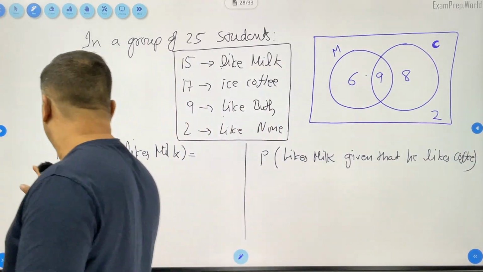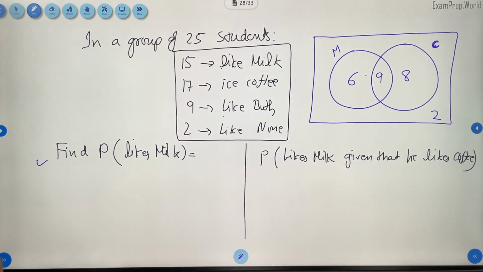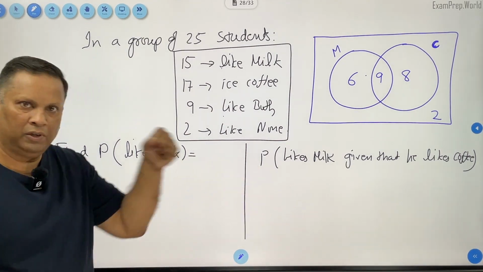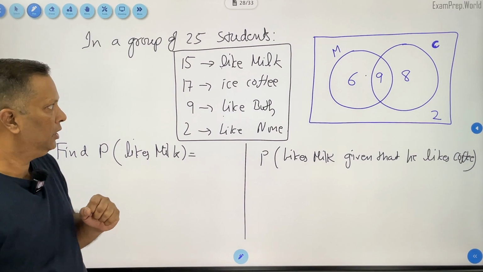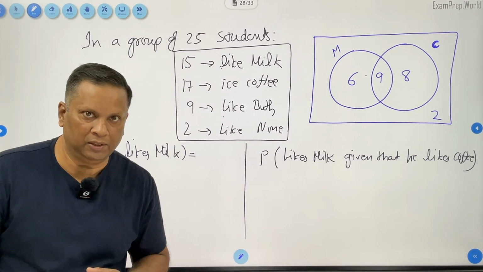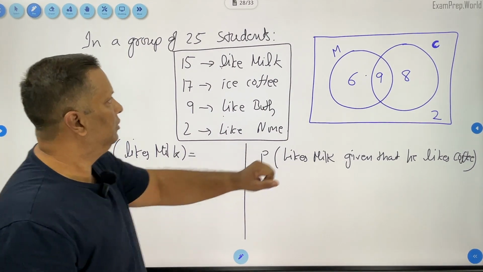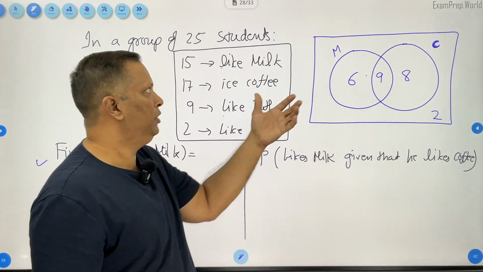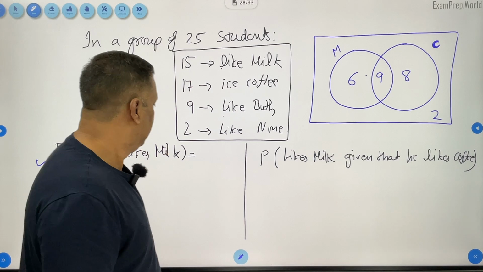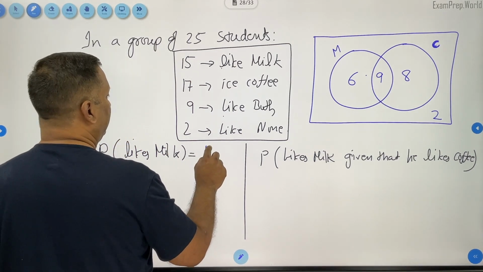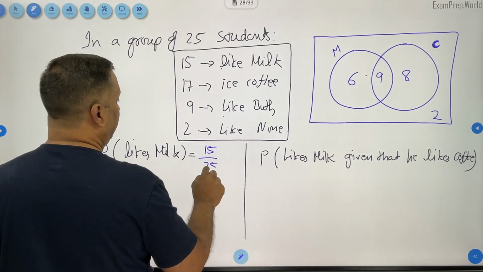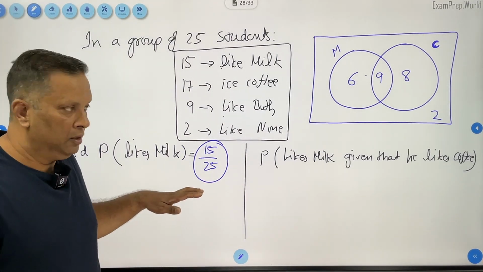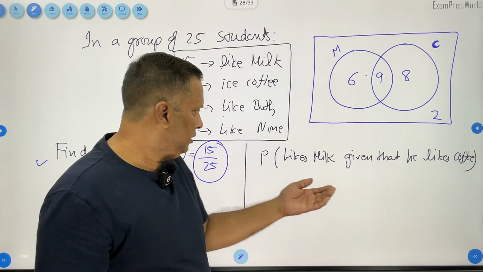The first question is very, very easy. What is the probability that the student likes milk? You pick one of the students from those 25 and ask what they like. What is the probability that he says he likes milk? How many people like milk? 9 plus 6, which is 15. And how many students are there? Total 25. So the probability will be very simple: 15 on 25, the probability that he likes milk. This is simple. Now, conditional probability.